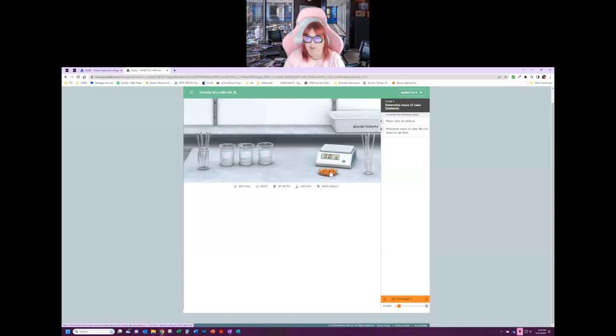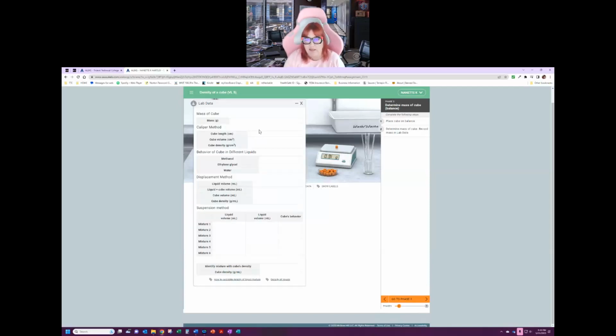Place cube on balance. So I'm going to tare this because I don't like to have to deal with that. And I place the cube on there and I say, oh, it's 0.91 grams. And so I would record that in my lab notebook, 0.91 grams. And so if I look at my lab data, it says 0.91. And of course, it's listed as grams, so I don't need to include that there.